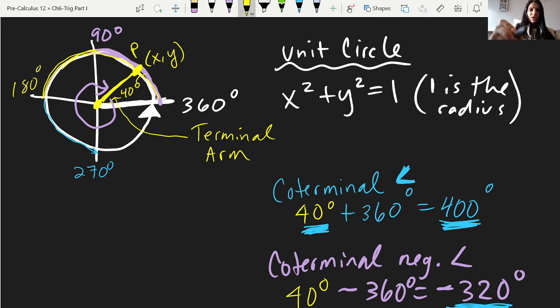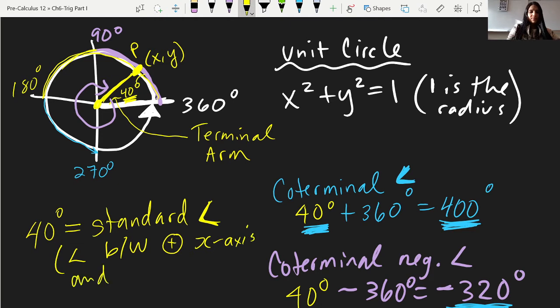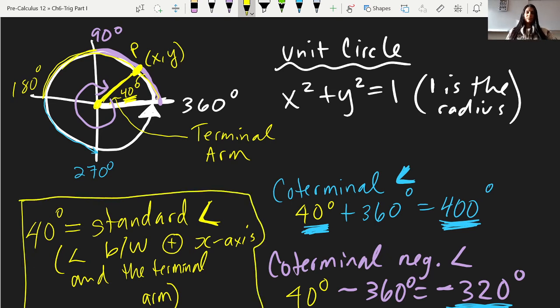Okay, so this 40 degrees that we keep referring back to, see this 40 degrees in the circle or the diagram there. I'm going to write that down here. That 40 degrees in this case would be our standard angle. I'm going to use the symbol instead of taking the time to write out angle. So that is the angle between the positive x-axis and the terminal arm. That is called the standard angle. So in this diagram, I'm coloring it in here, it would be this 40 degrees here. It's from the positive x-axis up to the terminal arm.